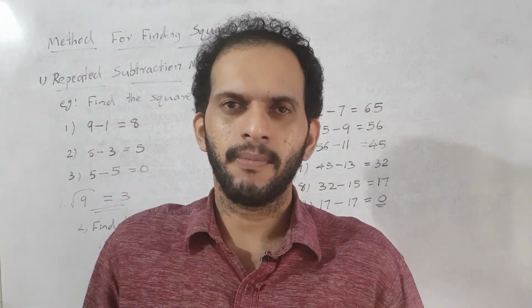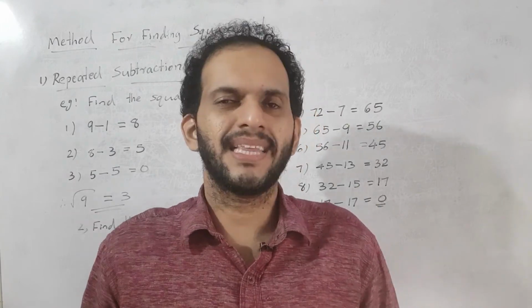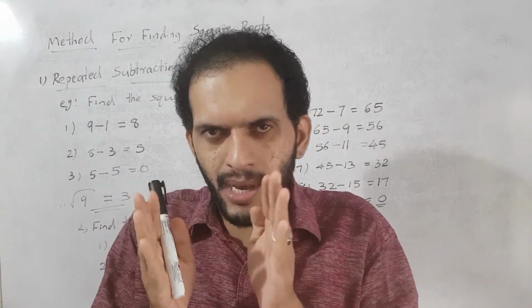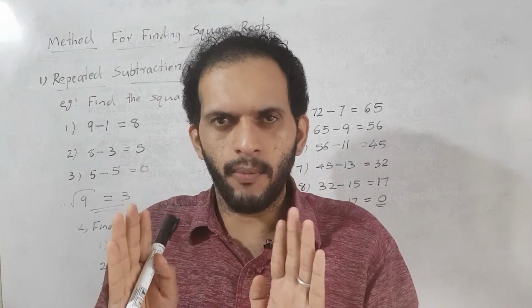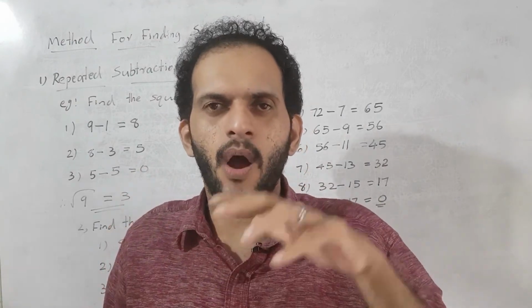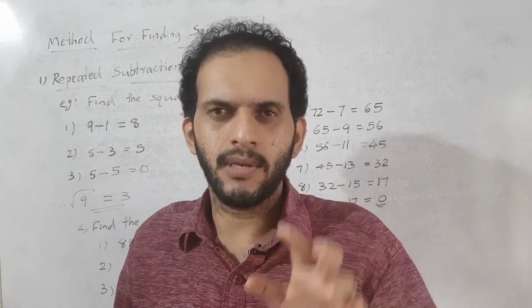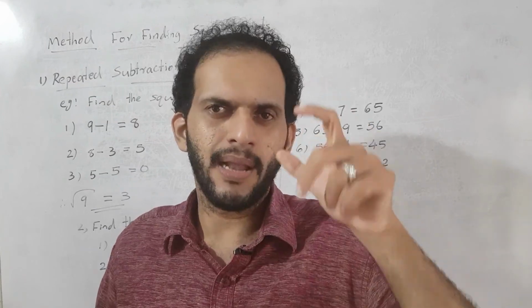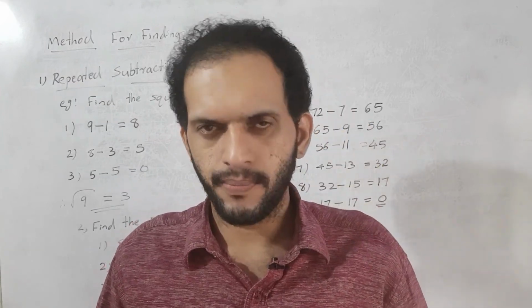This is the repeated subtraction method. I think you got the idea. Where we get the 0, we stop there, and we count in which step we got the 0. That number of steps is the answer.